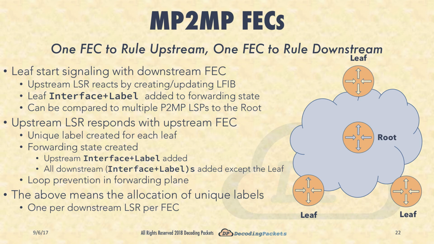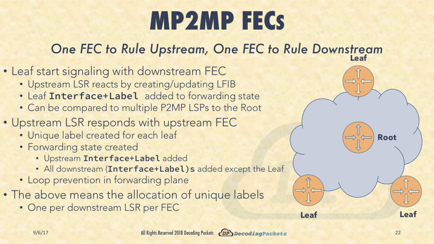The problem with generating a single label per FEC for the transit LSRs and advertising it to all of the downstream LSRs is in creating that optimal forwarding state. Why? The reason is that each label can only have a single forwarding state, which means that each label can be associated with a single set of interfaces that the replication will happen on, the egress interfaces or the OIL, and the labels that will be used for that replication, advertised by the leaves.